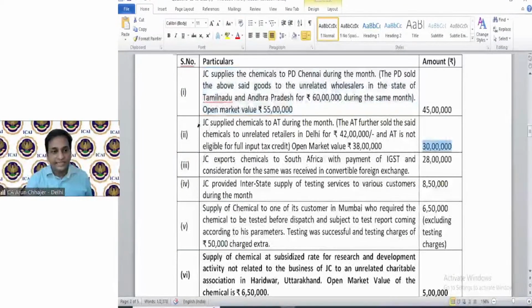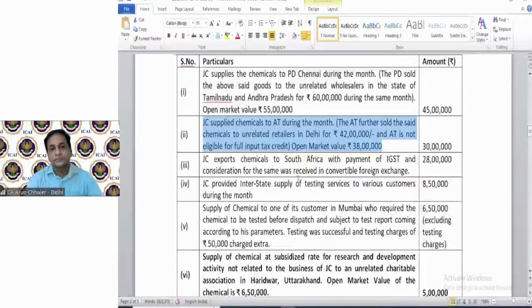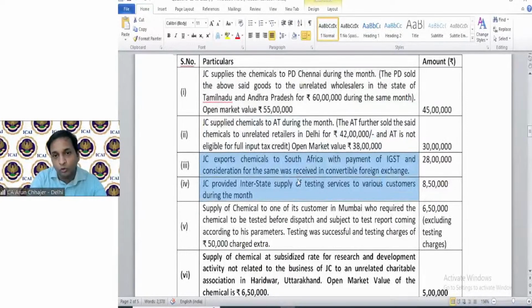Now the second is JC supplied the chemical to the AT. Here Rule 28 will come into the picture.